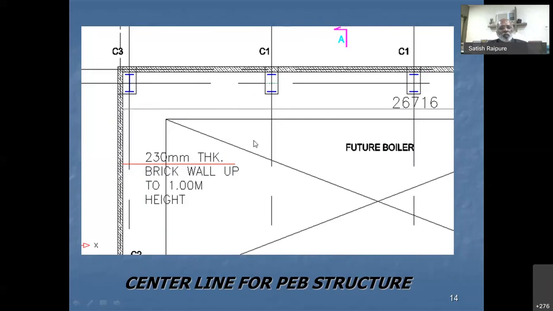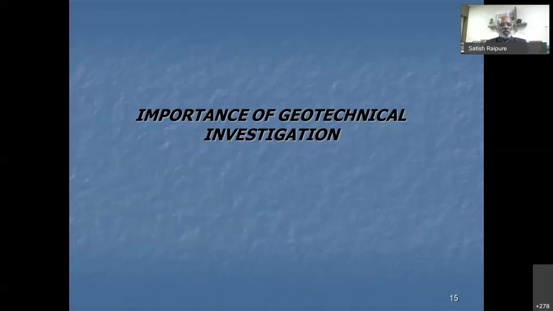Hence, we should be very careful about giving the center lines for particularly PEB structure, because there is hardly any tolerance in the rafters which will be put over the PEB columns. Hardly tolerance of 12 to 15 mm, not more than that. Hence, there should not be any error more than 12 to 15 mm in such cases. Otherwise, that PEB structure will not fit over these columns, and again you have to go in for breaking the foundations and creating additional columns as per the drawing of the PEB. Hence, be very careful about the center lines of PEB structures.